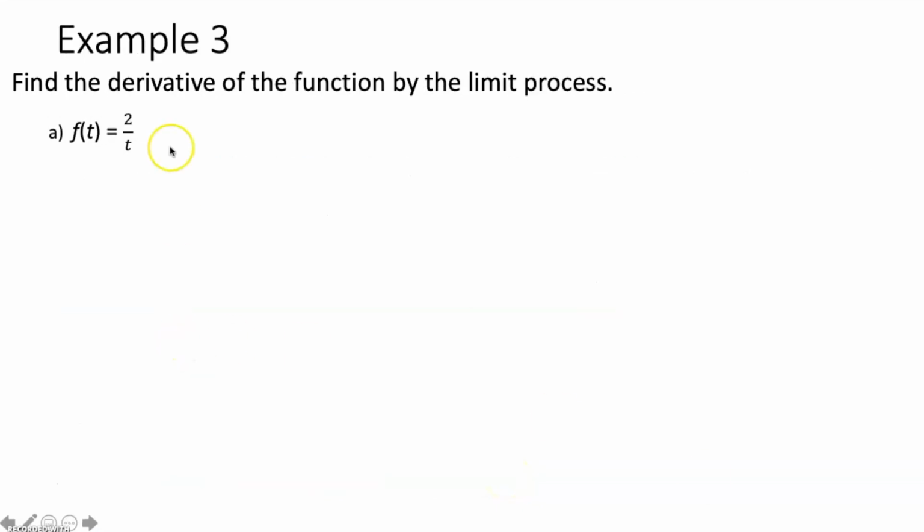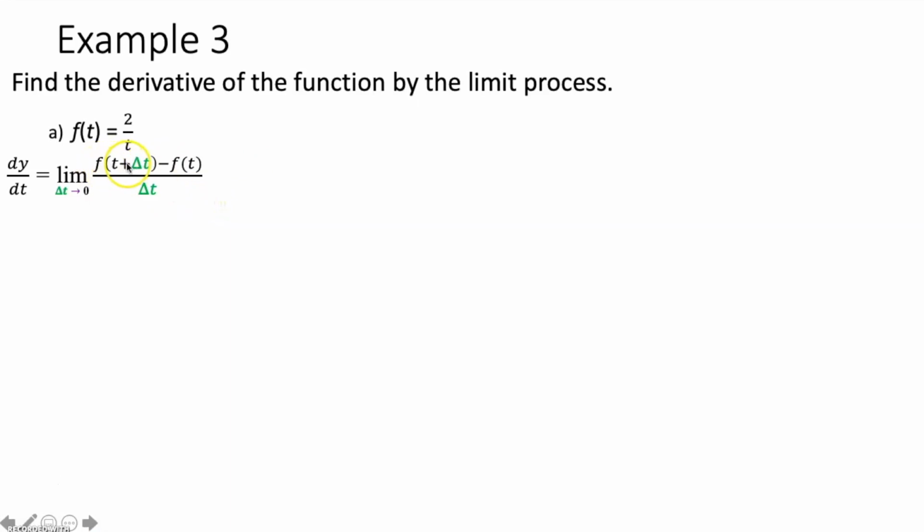Now, example 3 says find the derivative of the function by the limit process, so we're doing the same thing. The only difference is our variable is t instead of x, but it works the exact same way. So, to find the derivative, because we're not finding a derivative at a specific x value, or the slope of the tangent line at a specific x value, we're going to use the first definition of the derivative, which is just f of t plus delta t minus f of t all over delta t. Again, it's just t instead of x. It works the exact same way.